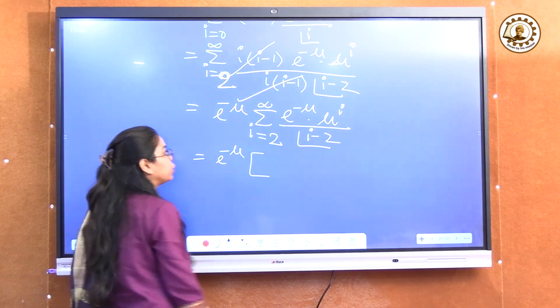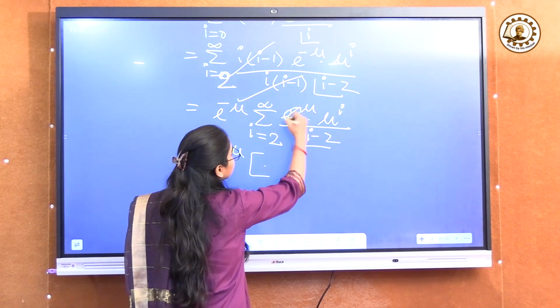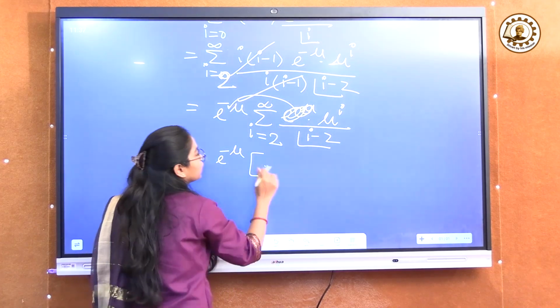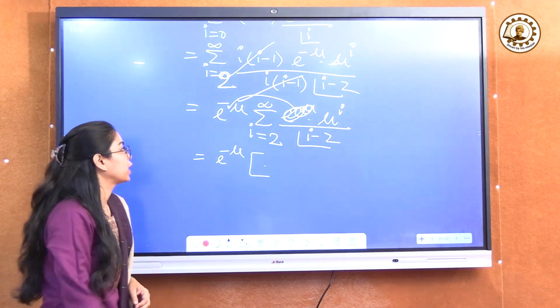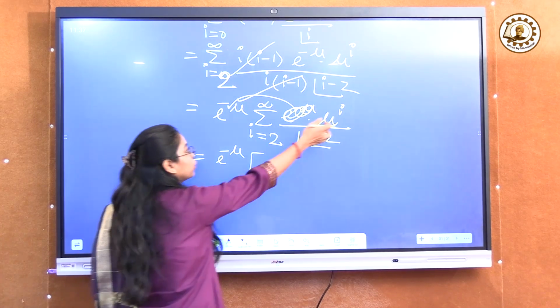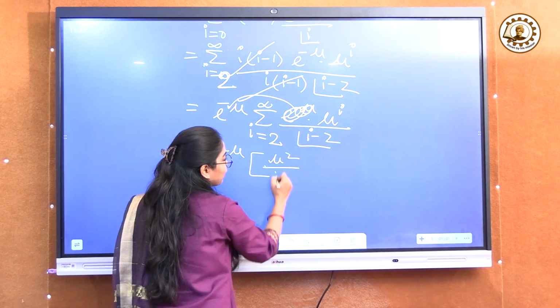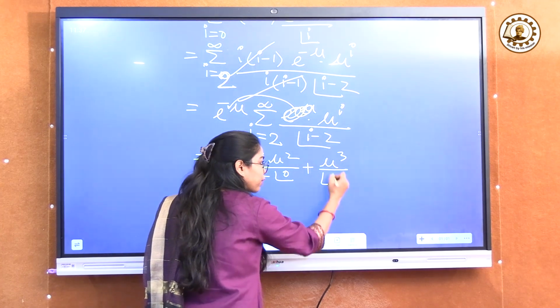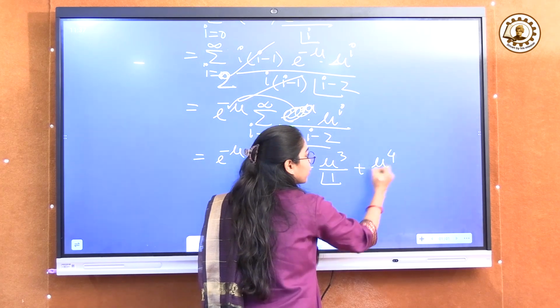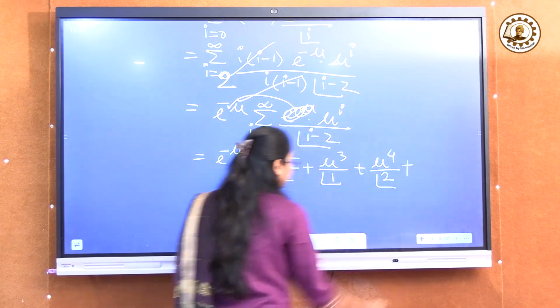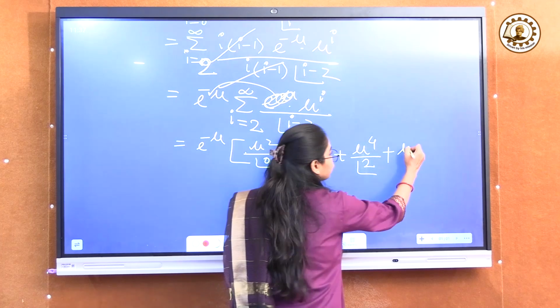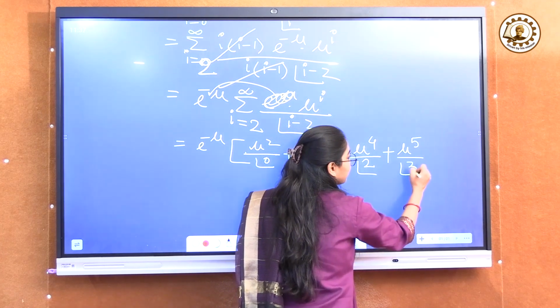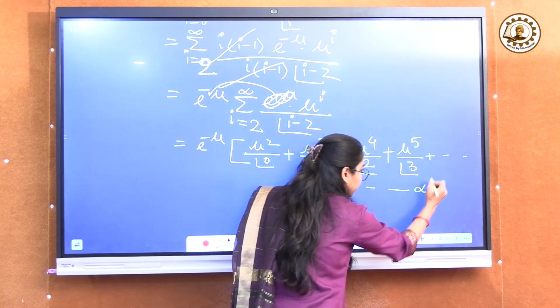Now we will put the value of i one by one in this summation, only mu to the power i by factorial i minus 2. First we put i equal to 2, we get mu square by factorial 0. Next we put i equal to 3, mu cube by factorial 1. i equal to 4, that is mu to the power 4 by factorial 2. i equal to 5, that is mu to the power 5 by factorial 3, up to infinity.